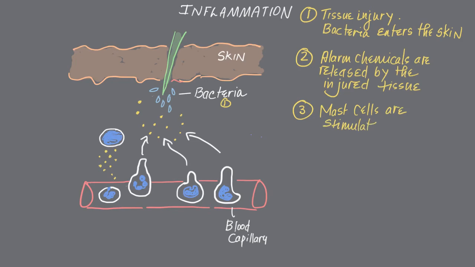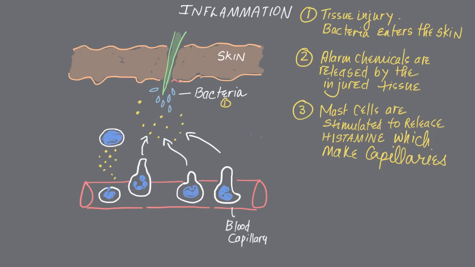Mast cells are cousins of basophils. They are like the basophil and they release histamine. And histamine is known to make capillaries leaky so that more things can come out of the capillary. Once the capillaries are made leaky, the white blood cells can now squeeze out of them.